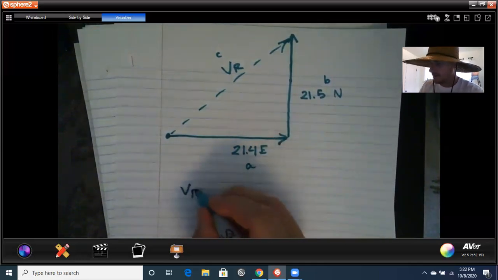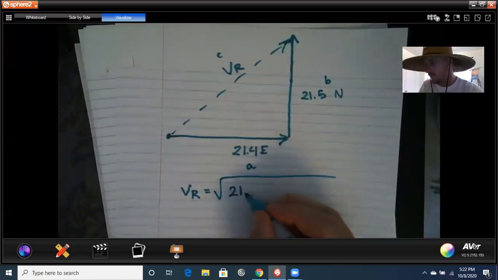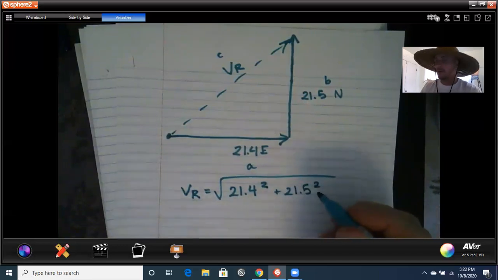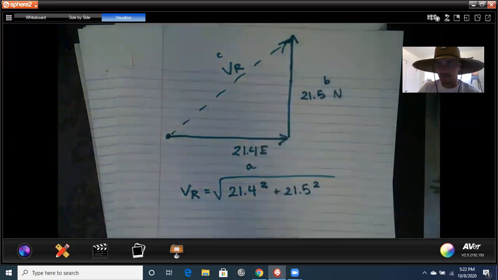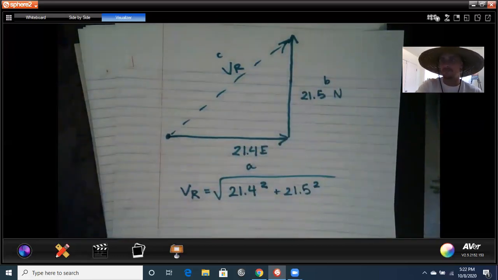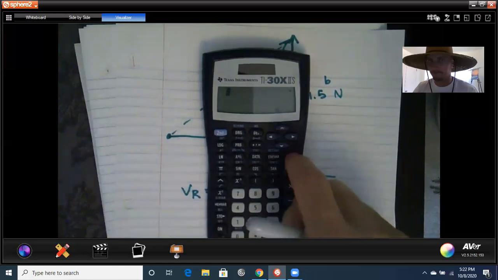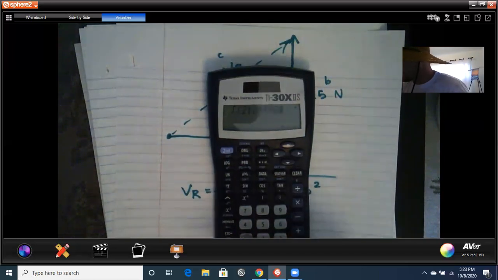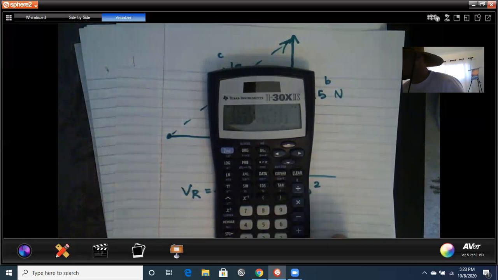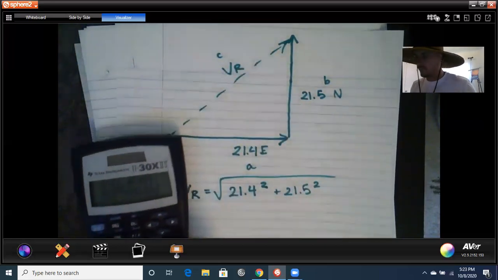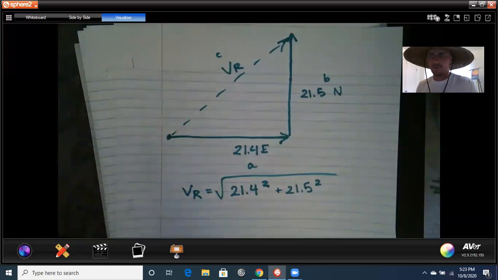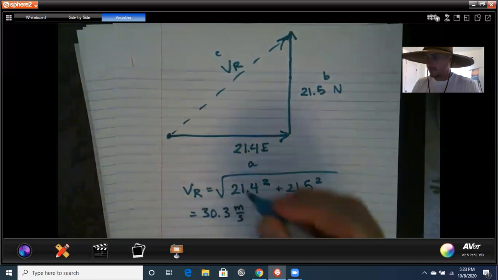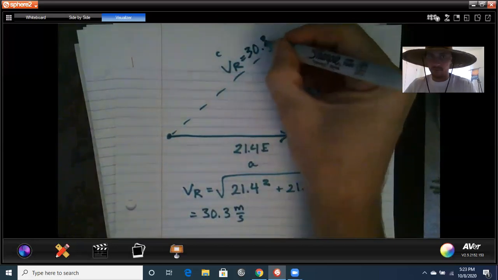So I'm going to say VR is equal to the square root of 21.4 squared plus 21.5 squared. And I should have put units. This is meters per second. That's okay. Let's find our answer. Square root of 21.4 squared plus 21.5 squared gives me 30.33. We'll say 30.3. That's fine with me. So the answer is 30.3 meters per second.